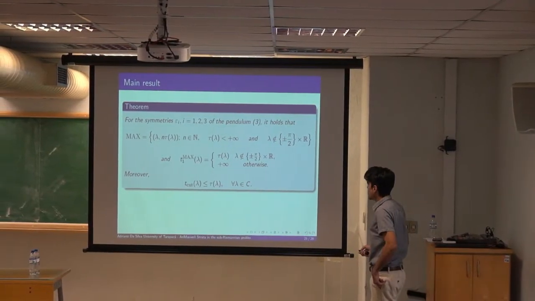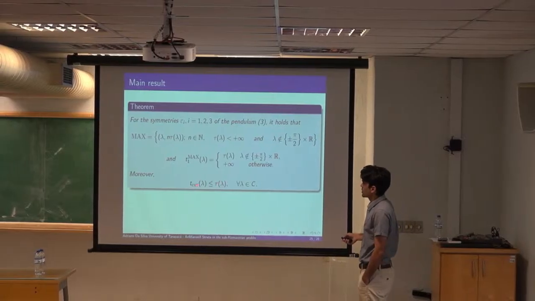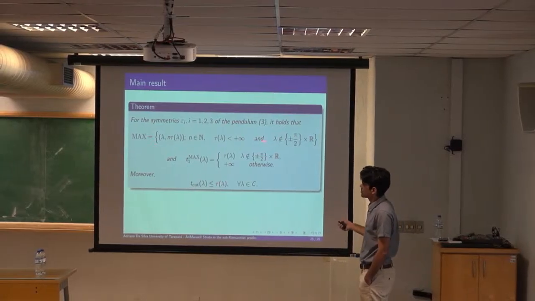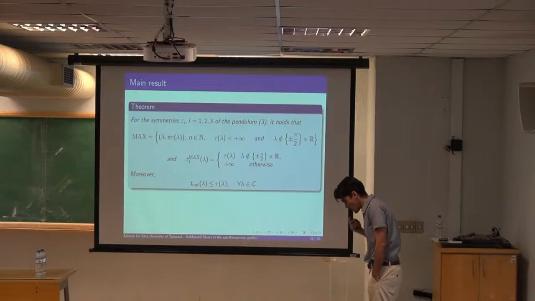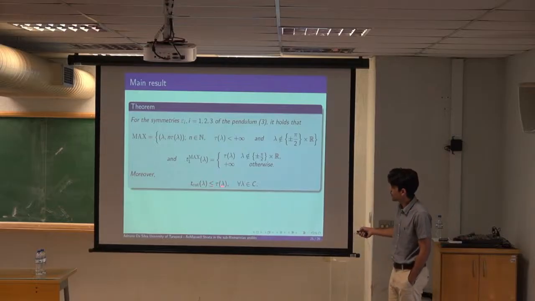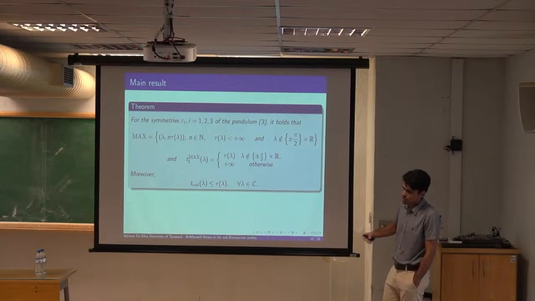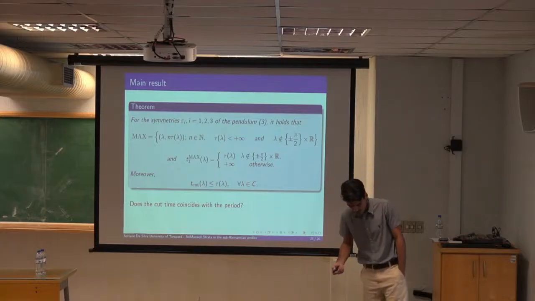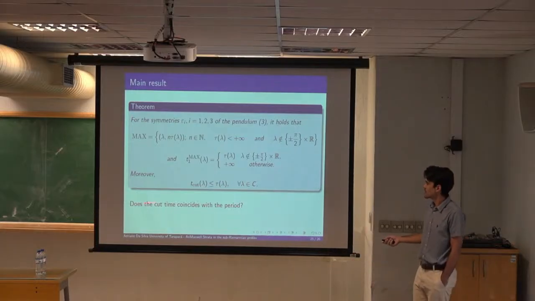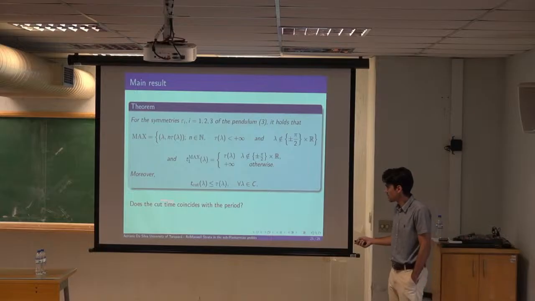Okay. So we are able to classify the whole Maxwell set for the symmetries, and they are quite simple. And the cut time here is estimated with an upper bound given by this period function in the extended sense. Okay, so the natural question would be, does the cut time coincide with the period?